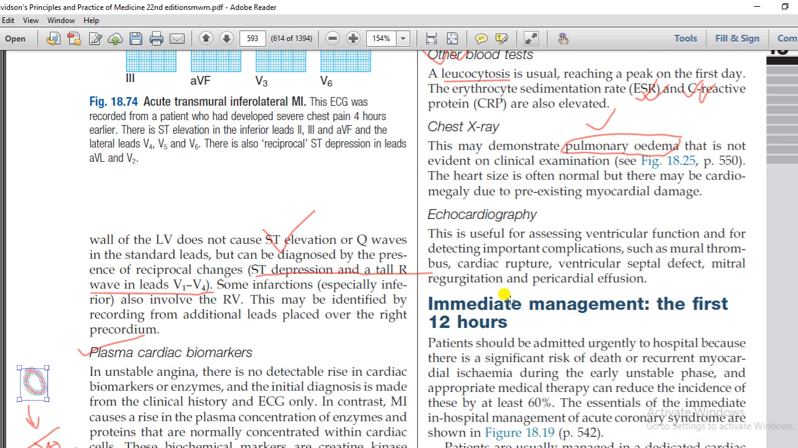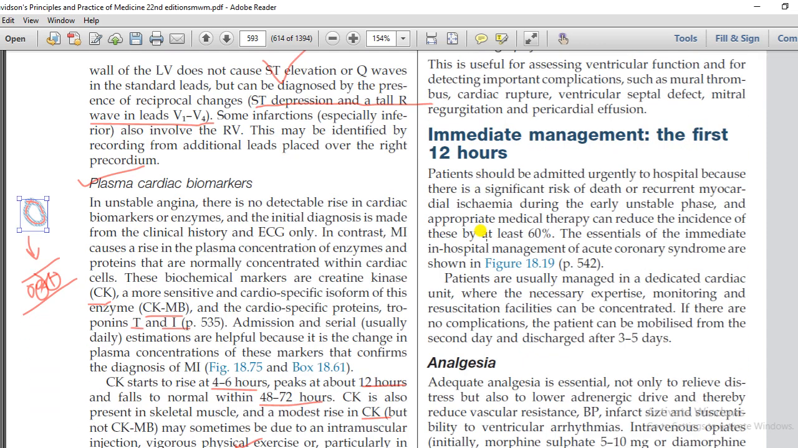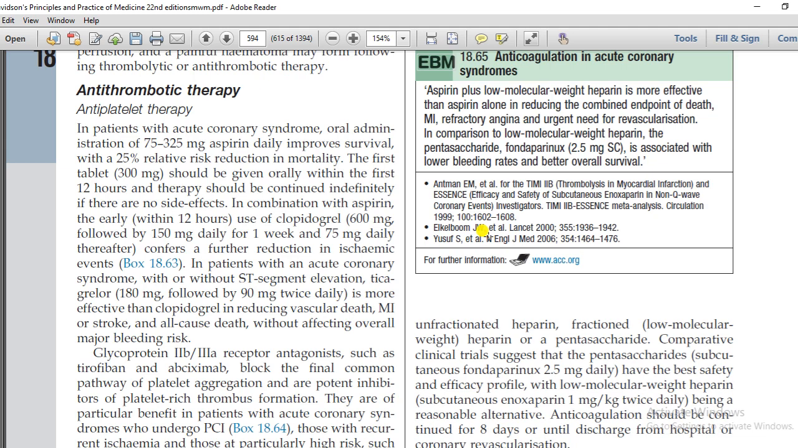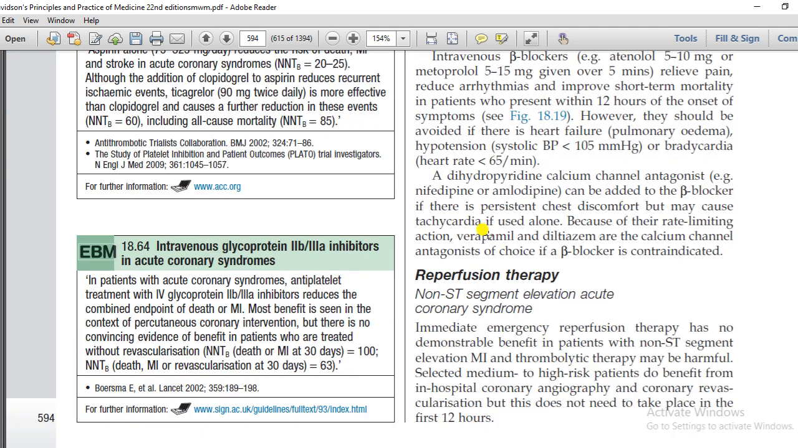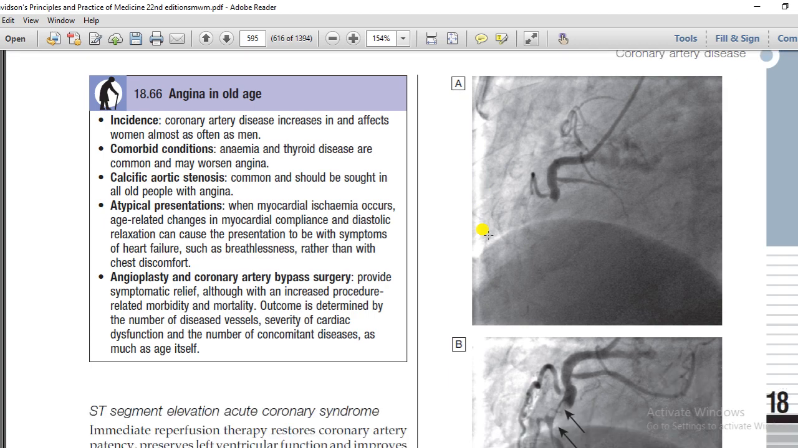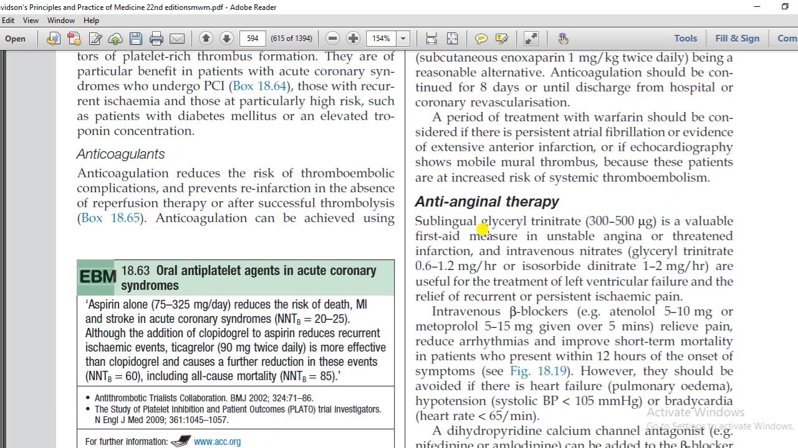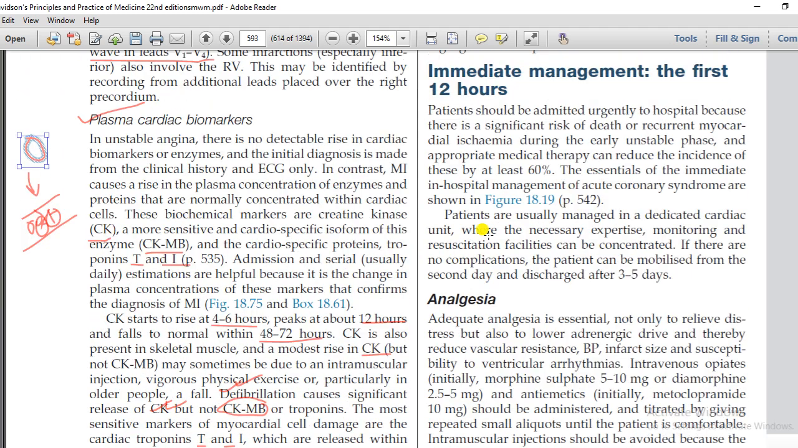We can observe the shadow of the heart in a chest X-ray, and we can see whether there is pulmonary edema or not, which is not seen on physical examination.